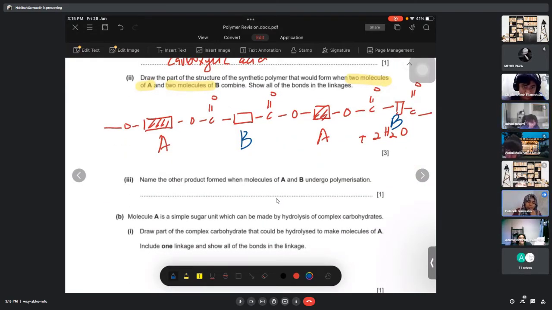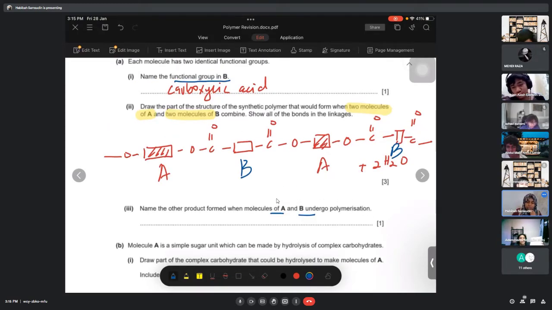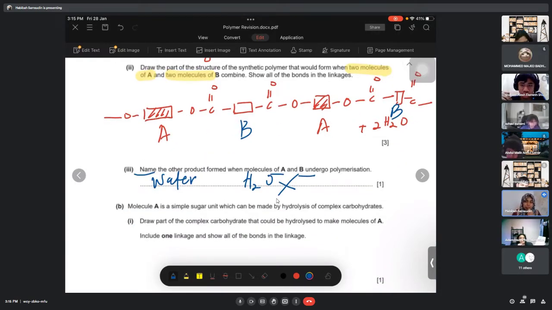Okay. Name the other product formed when molecules A and B undergo polymerization. Water. Your answer should be water. If you write H2O, it is wrong because they said name. Here's another careless mistake you should not make. If you write the symbol, it is wrong, class. No marks for H2O. You have to spell it.